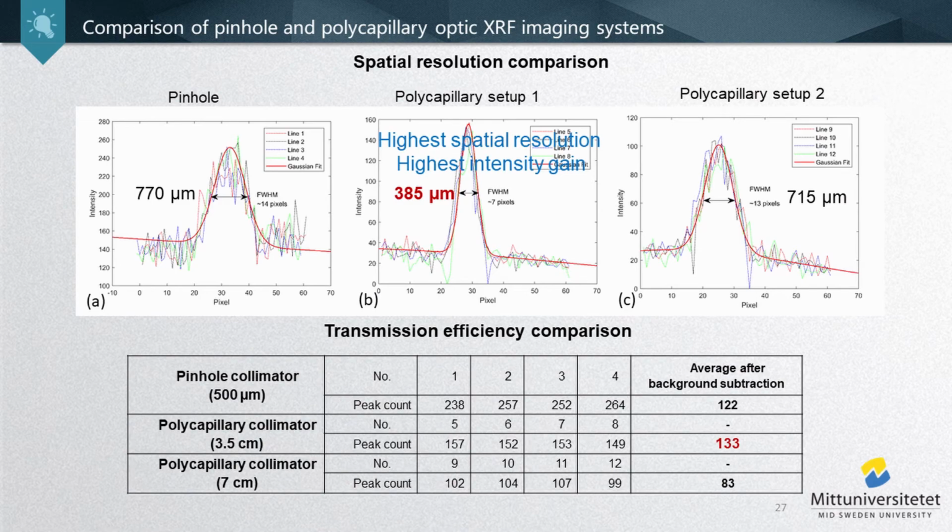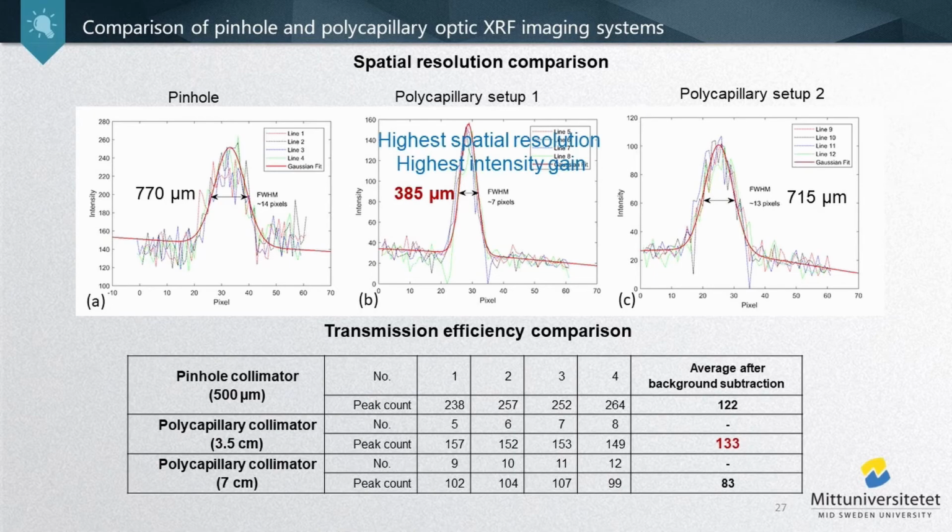The histogram image of each line marked in the previous output image is shown in these pictures, and a Gaussian fit was applied. We read the full width at half maximum of the image to determine the spatial resolution. And we conclude that for the polycapillary setup at 3.5 centimeters, the spatial resolution is 385 micrometers.